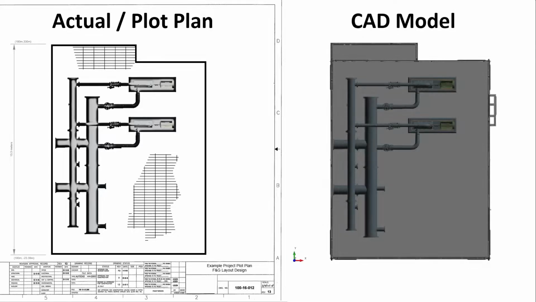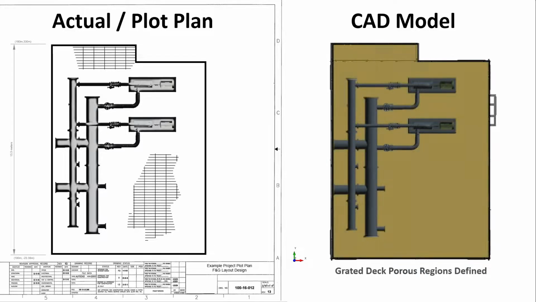However, on occasion CAD models have these decks represented as solid plates. To resolve this issue in Influx, a porous region may be defined over these decks to allow a percentage of flow to pass through them.